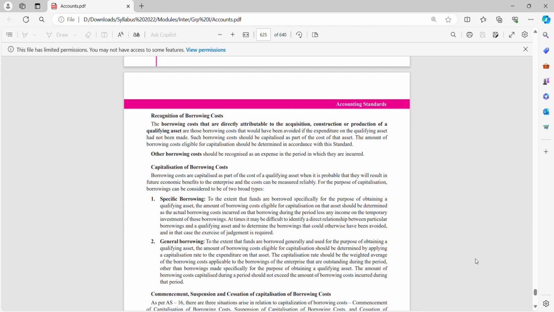Capitalization of borrowing cost. Borrowing costs are capitalized as a part of cost of a qualifying asset when it is probable that they will result in future economic benefits to the enterprise. So recognition of borrowing cost is done. After recognition of borrowing cost, we move to capitalization of borrowing cost. If I have any cost incurred for a qualifying asset, that cost I need to capitalize, when it is probable that it will result in future economic benefit.